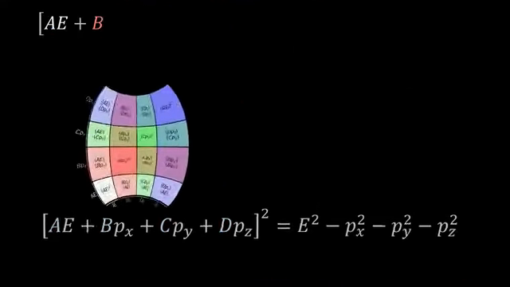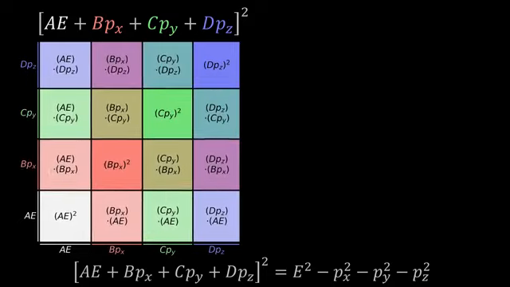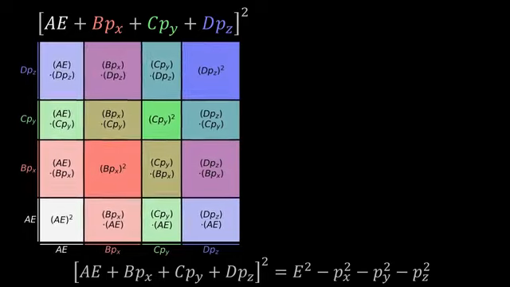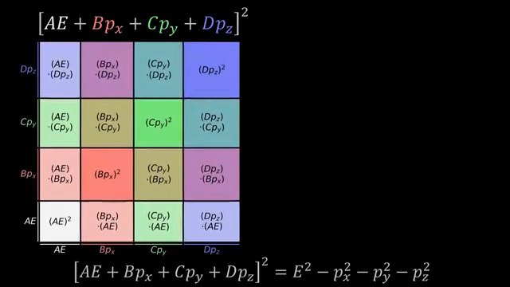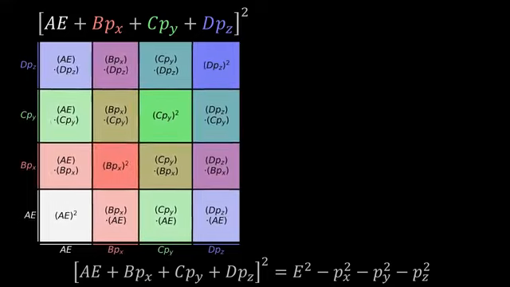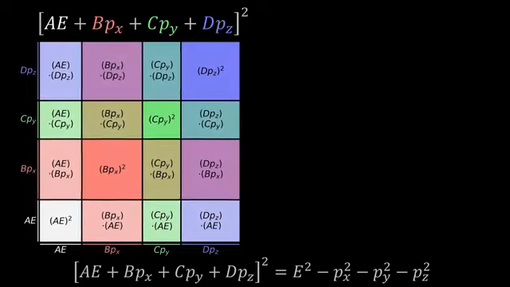Well, first, let's look at the left-hand side of this equation. We have the (AE + BPx + CPy + DPz) quantity squared. And so when you square that whole thing, instead of 4 terms, you're actually going to get 16 terms, right? Distributive multiplication, like FOIL, but with more. And the best way to look at this, I think, is geometrically.